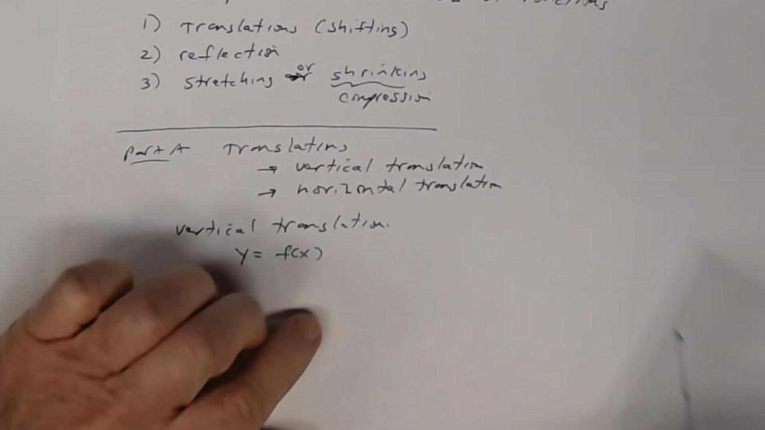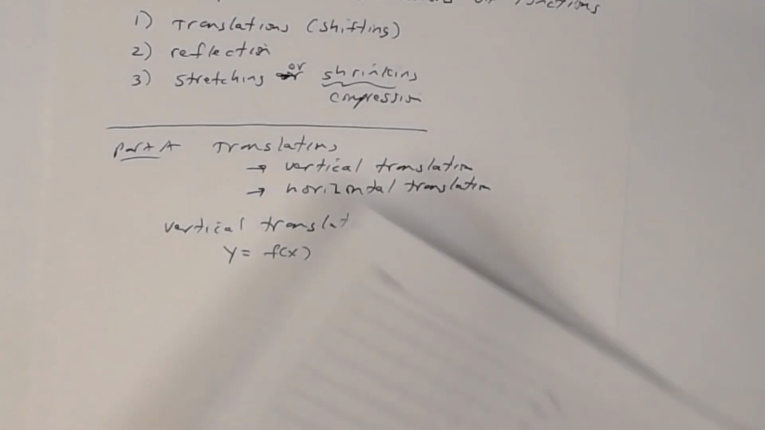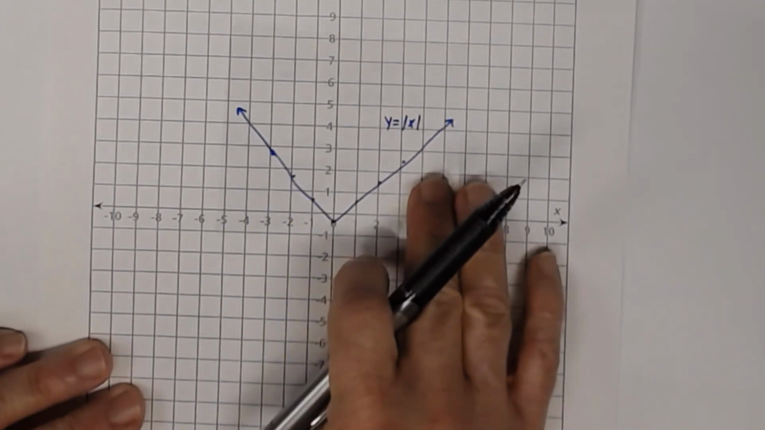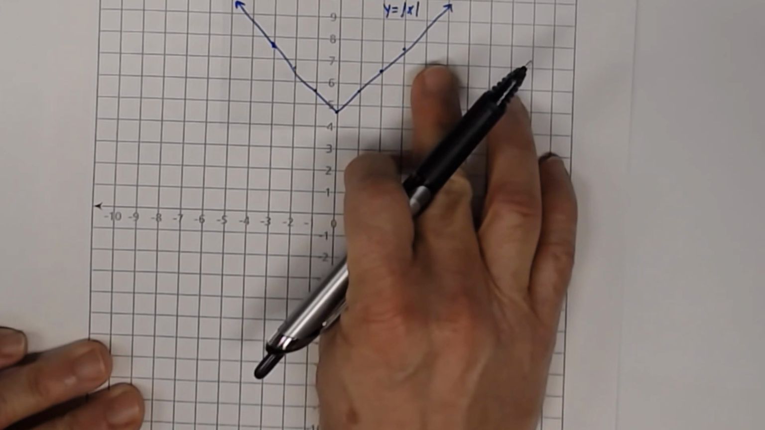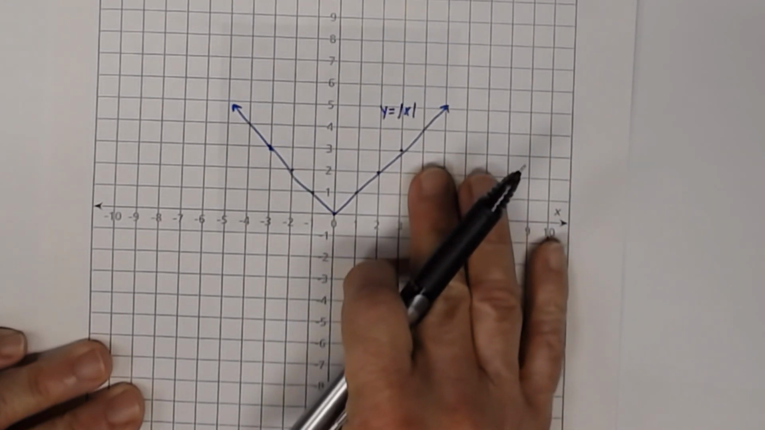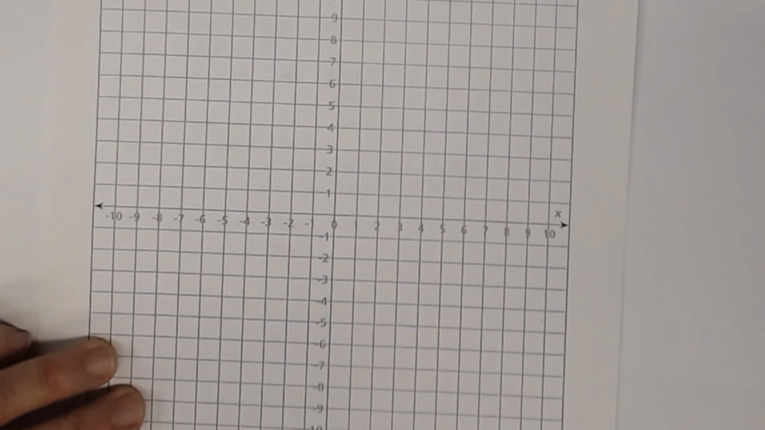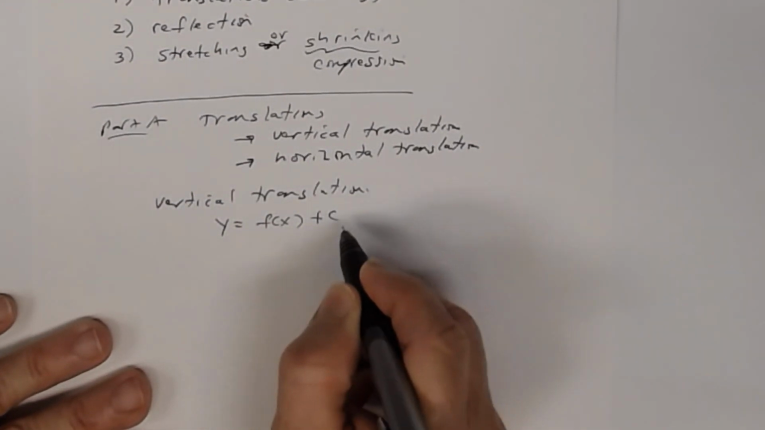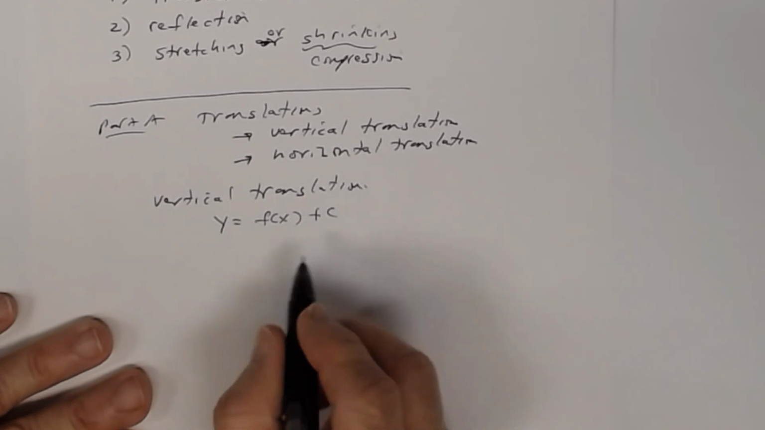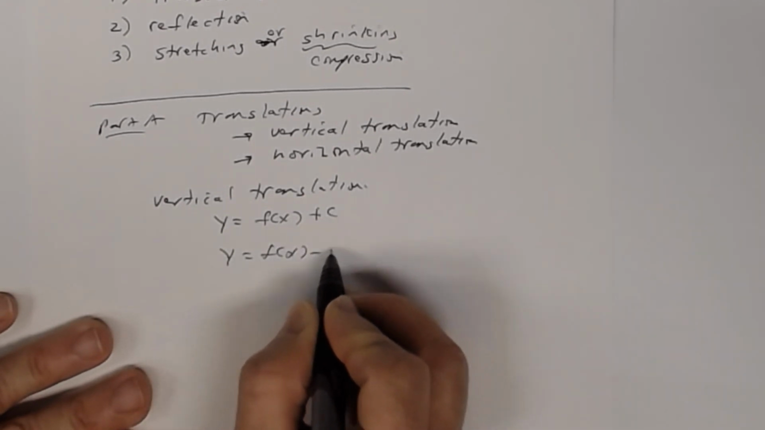So you have this function, and basically what's going to happen is that if this function's moving up, then you're adding some constant to it. If it moves down, then you're subtracting some constant from it. All right? So it's going to look like this. It's going to look like y equals f of x plus c. So that's you're adding a constant. Or it could look like this, y equals f of x minus c.